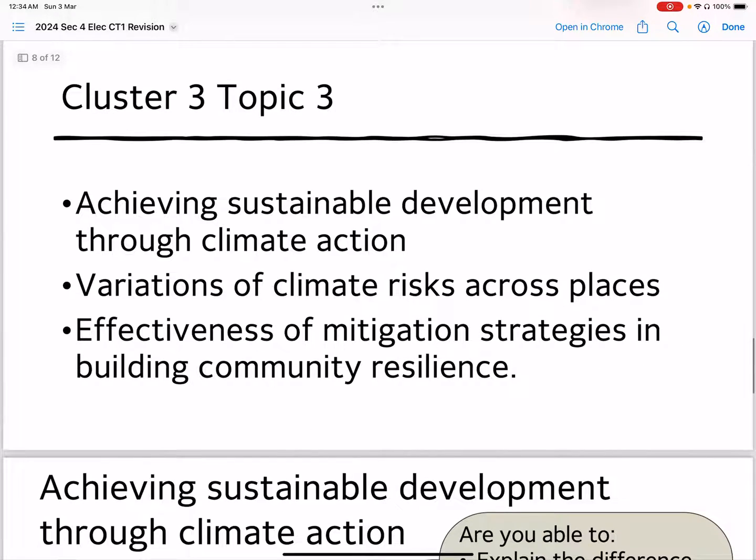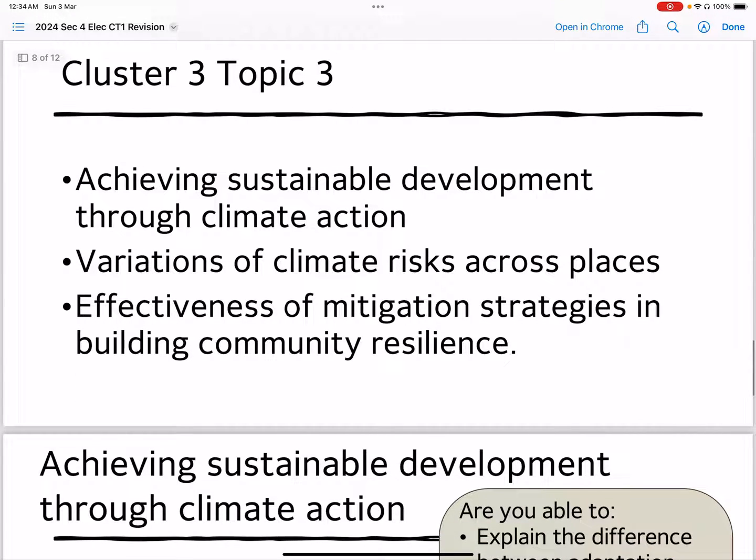For topic 3, what we are only looking at is these 3 areas, 3.1, 3.2, and 3.3, which is achieving sustainable development through climate action. What are some of these actions you can take? Variations of climate risk across places. Why is the likelihood of the climate risk or the potential severity of the climatic risk different across different areas? Finally, we will also be looking at the effectiveness of mitigation strategies in building community resilience.